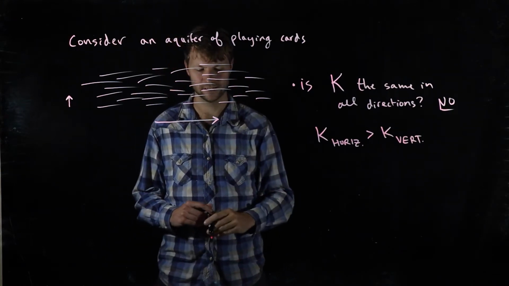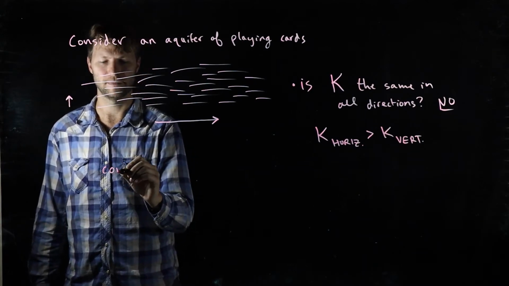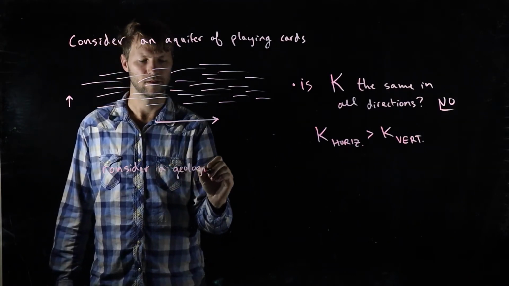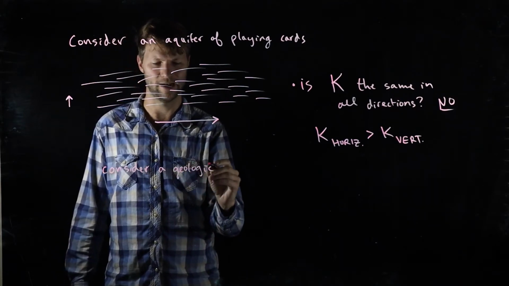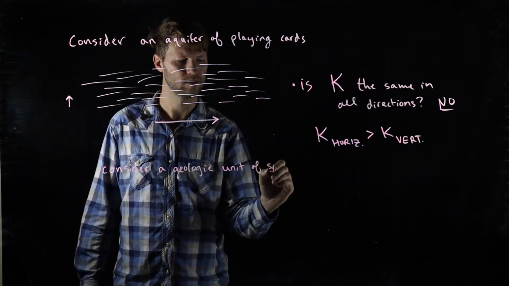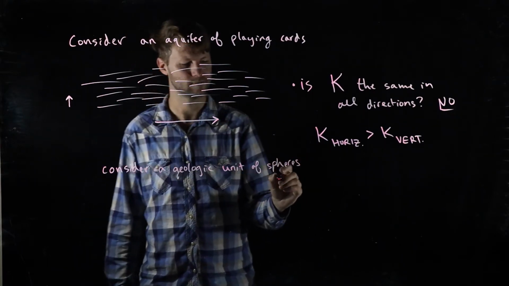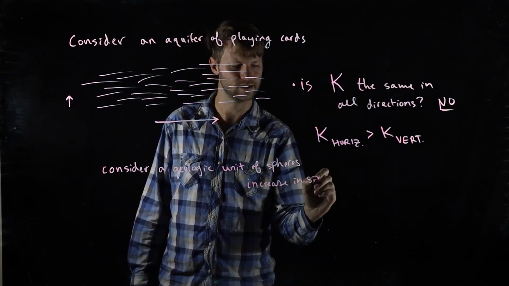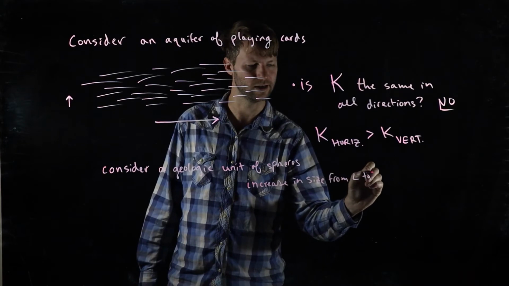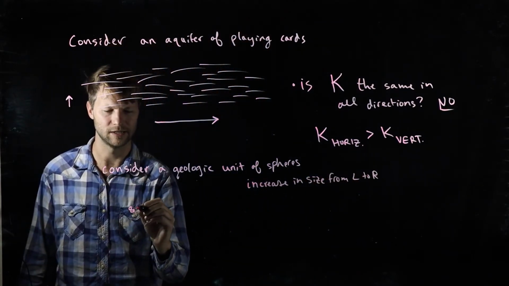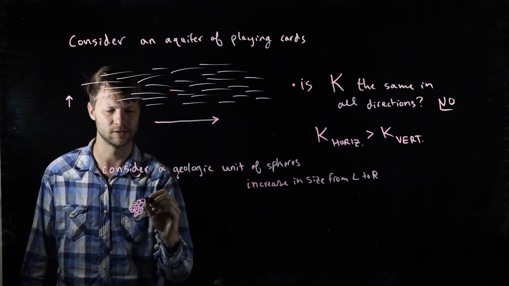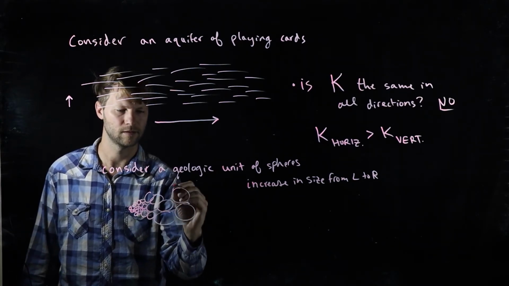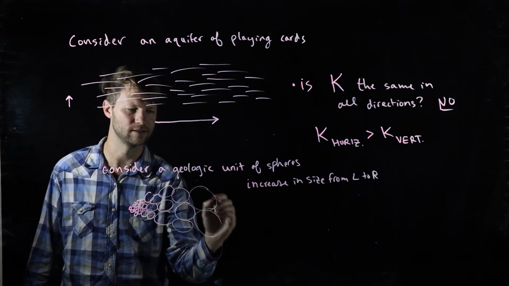The second example is, imagine a geologic unit that's made up of spheres, perfectly round spheres, whose size varies in space systematically. So maybe these are really nicely rounded sediment grains, and they increase in size from left to right here. And so I'll try to draw this. Imagine you've got really small spheres here, but they're getting bigger as we move from left to right in this example.